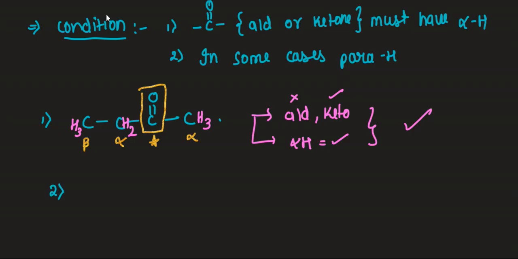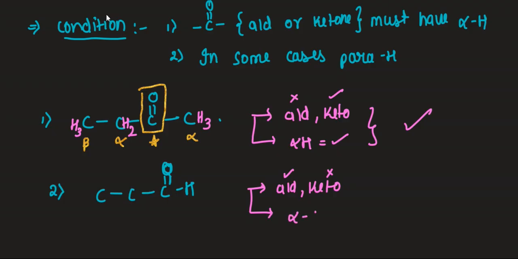In the second example, I'm going to take this compound. First, do you have C double bond O? The first condition is to check whether the given compound is an aldehyde or ketone. Can you say the given compound is an aldehyde? Yes, but not a ketone. Next, the second condition: check whether there is alpha hydrogen or not. Now, how to check these alpha hydrogens?